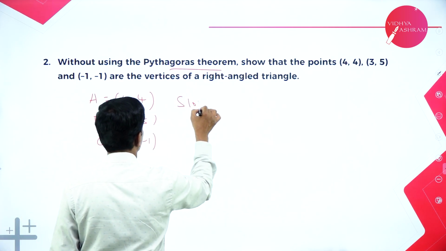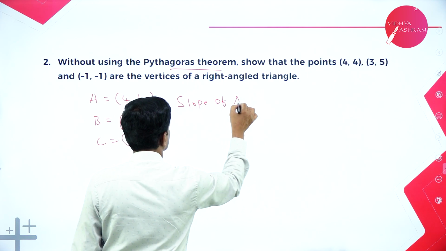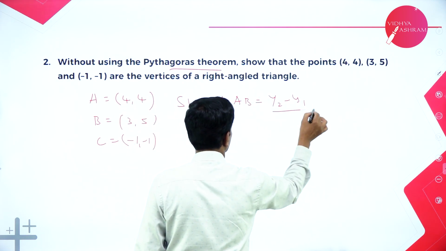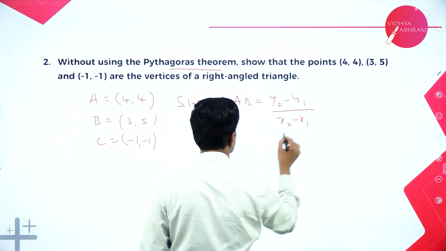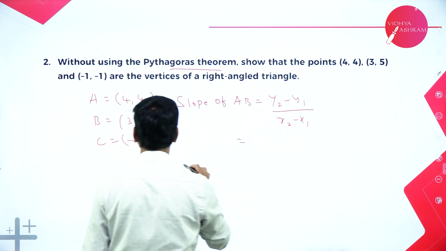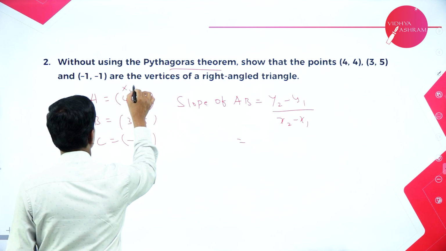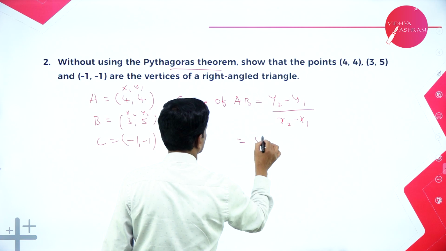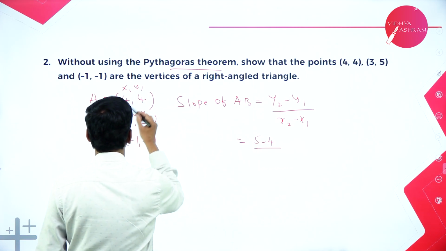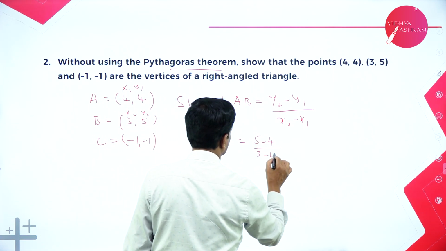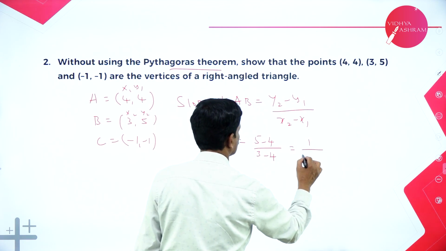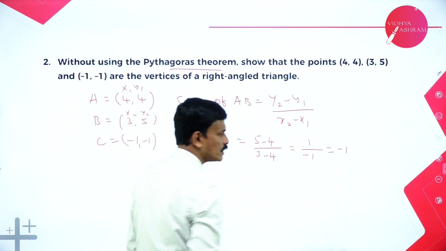Just find out the slope of AB. What is the formula for slope? y2 minus y1 divided by x2 minus x1. So this is x1, y1, x2, y2. 5 minus 4 divided by 3 minus 4. So that's equal to 5 minus 4 is 1, divided by 3 minus 4 is minus 1. That's equal to minus 1.